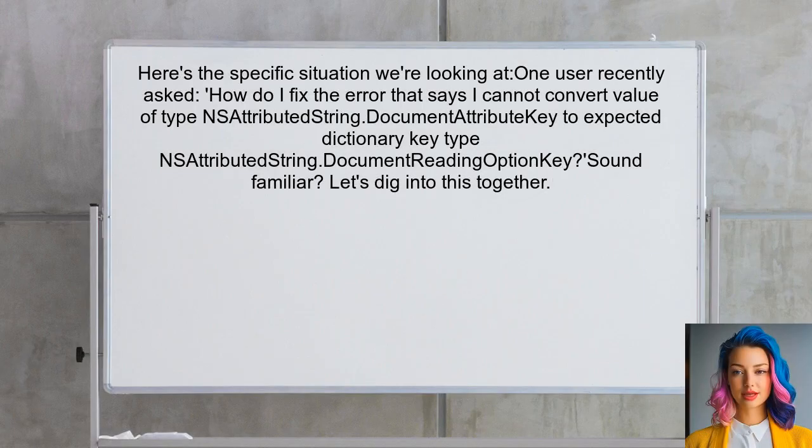Here's the specific situation we're looking at. One user recently asked, "How do I fix the error that says I cannot convert value of type NSAttributedString.DocumentAttributeKey to expected dictionary key type NSAttributedString.DocumentReadingOptionKey?" Sound familiar? If so, let's dig into this together and find a solution.